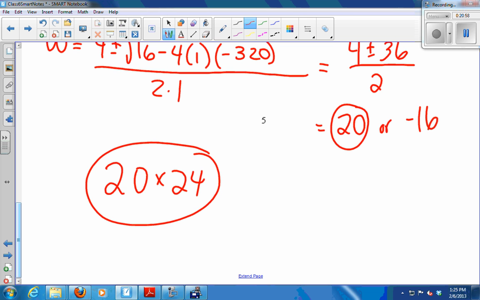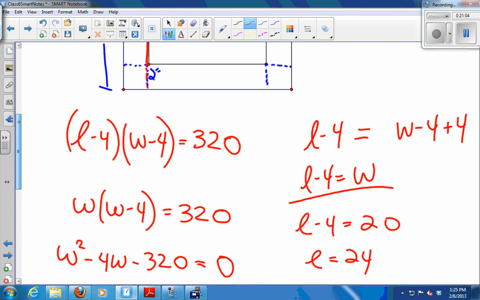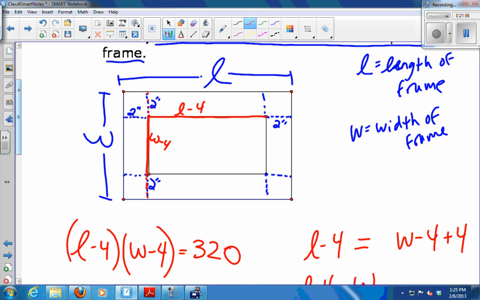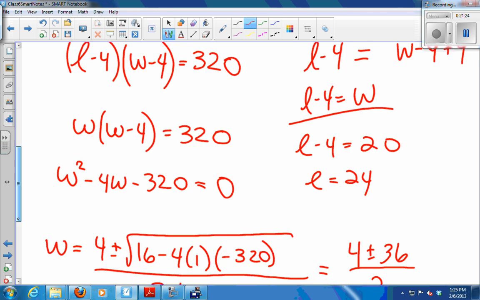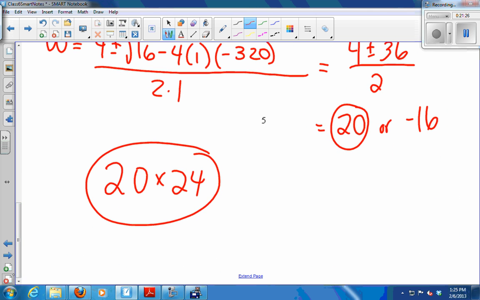There are different approaches to this problem too. So don't feel like there's only one way that you would get this answer. Another thing that would be really common, you could let the inner dimensions be L and W, right? And then the outer dimensions would be W plus 4 and L plus 4. So that's another way that you could set it up. Any questions on that one?